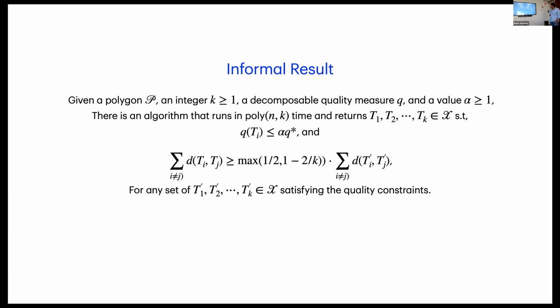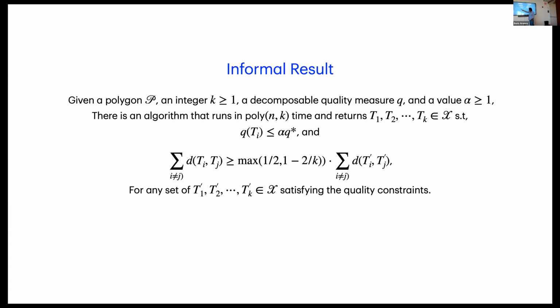Okay. So now I have defined the problems for you. Let me just quickly state our result. It's a computational result that says, if you give me the polygon, how many triangulations you want, a decomposable quality measure Q, and how good you want your triangulations to be by that alpha, I can give you an algorithm that runs in time that's polynomial in the number of vertices of the polygon and how many triangulations you want. It will return k triangulations, each of which is as good as you wanted it to be.